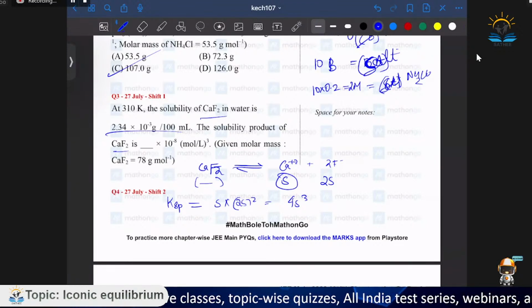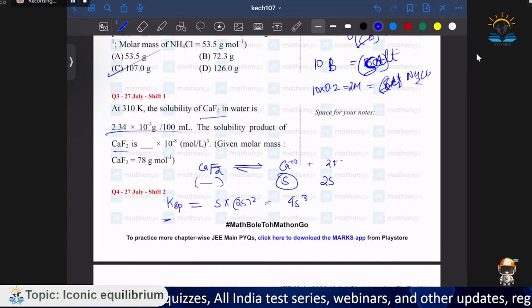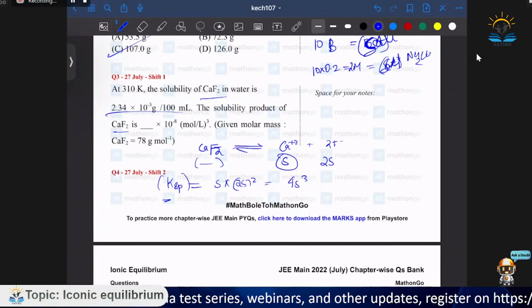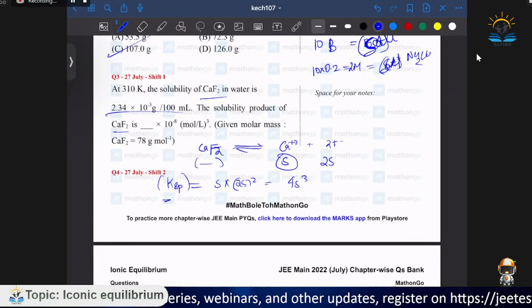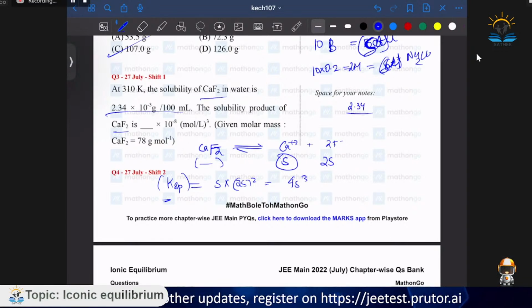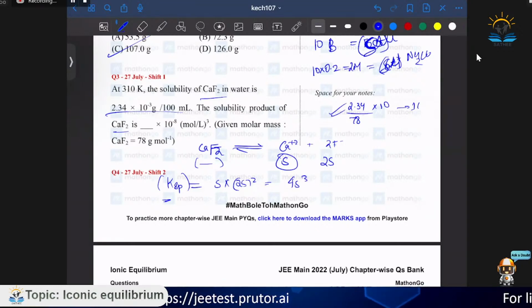S they have given 2.34 into 10 to the power minus 3 gram in 100 ml. So let's find out, because KSP you have to give in terms of concentration, in terms of molarity. So we have to find out the molarity first. We'll find out how many moles are dissolved in 100 ml. 2.34 by 78, this much moles in 100 ml. So this much moles in 1 liter, and this is also the molarity. Now this molarity is the solubility.